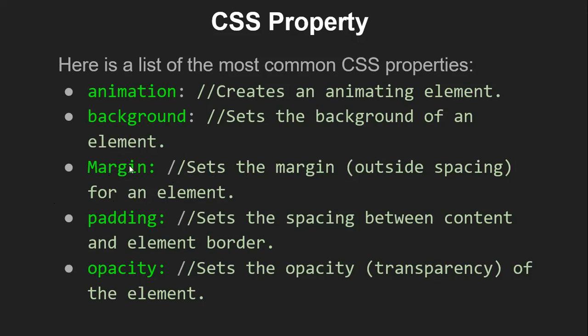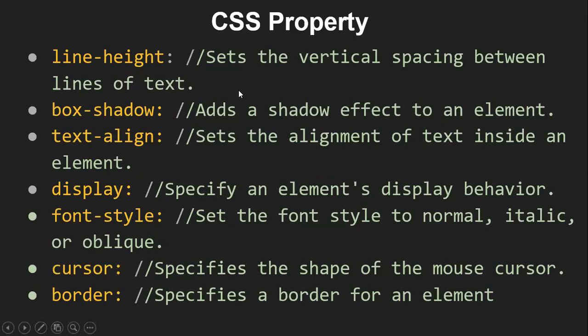Now, margin is set. Margin will set the outside spacing, while padding will set the inside spacing. You will get to see this in action soon. Opacity. We can set the transparency of an element using the opacity property. Line height. We can set the line height, which is the vertical spacing between lines of text.